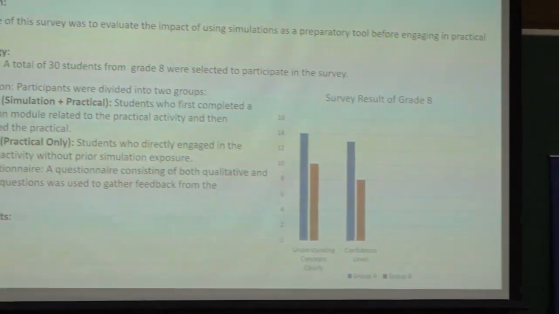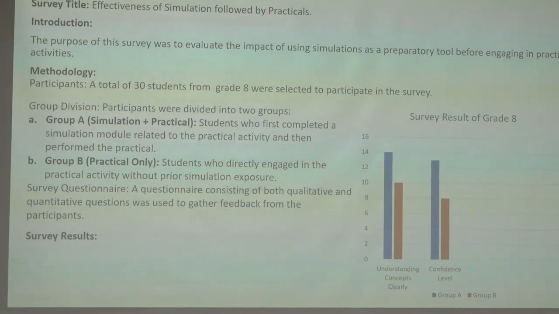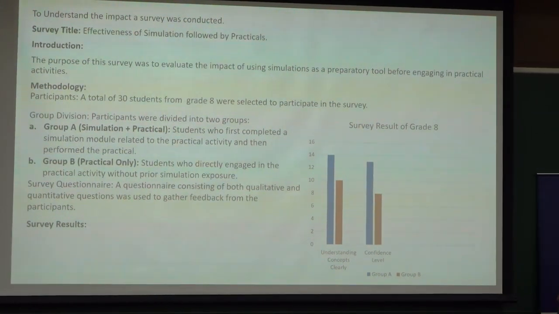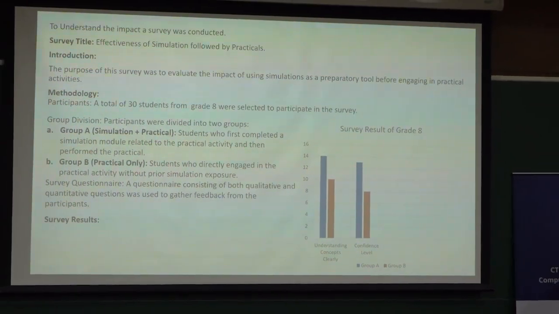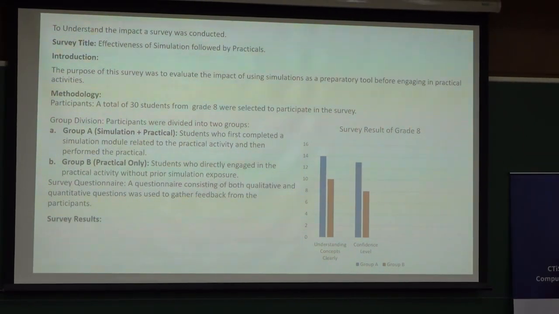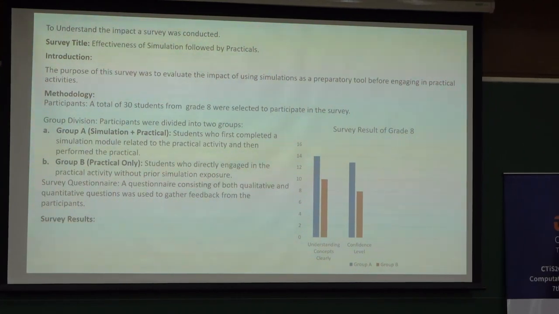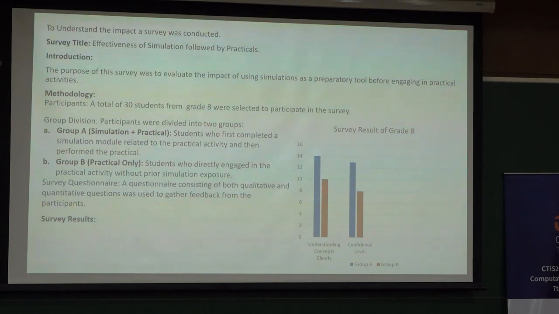after the practical, we floated a Google form, and after the evaluation of that Google form, we came to a conclusion that you can see here. This blue is group A and red is group B. So in group A, the confidence level of students was better than those who did not do the simulation work. And we also got this as understanding concepts clearly. So those who have done simulation and then the practical, the concept was very clear to them and the confidence level was higher.